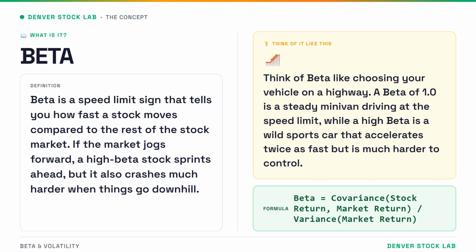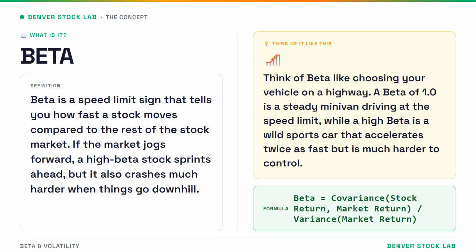Now, on the other end of the highway, we have high beta stocks. Imagine a stock with a beta of 2.0. This is a high-performance, open-top sports car with a sensitive gas pedal. It moves twice as fast as the market. If the general market jogs forward by 10%, this sports car stock sprints ahead by a massive 20%.